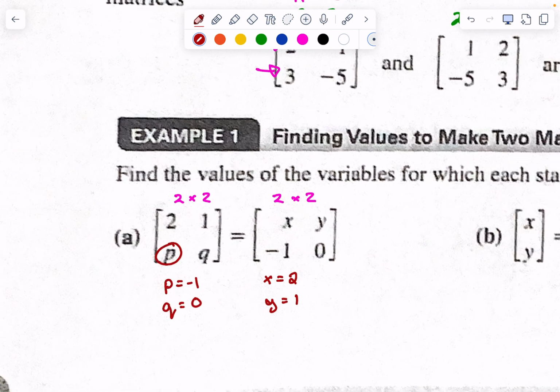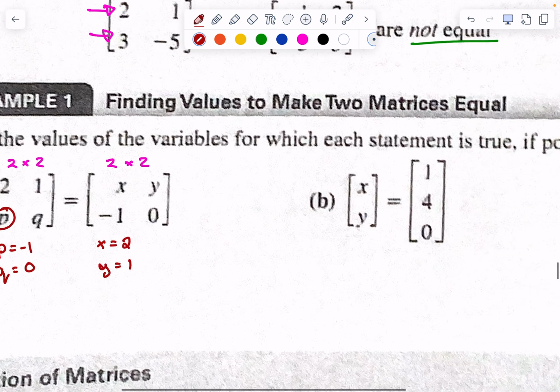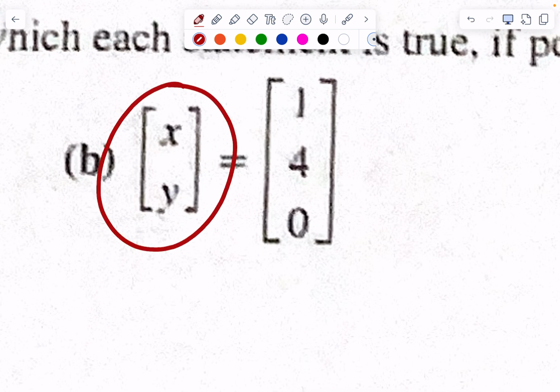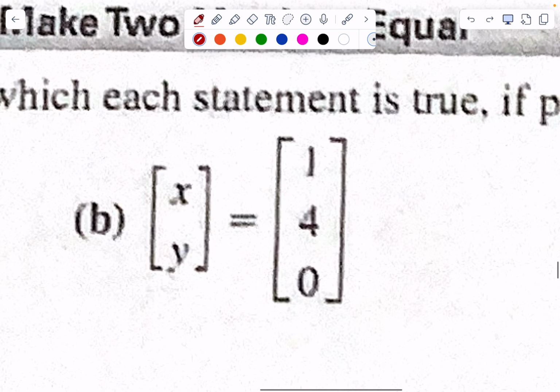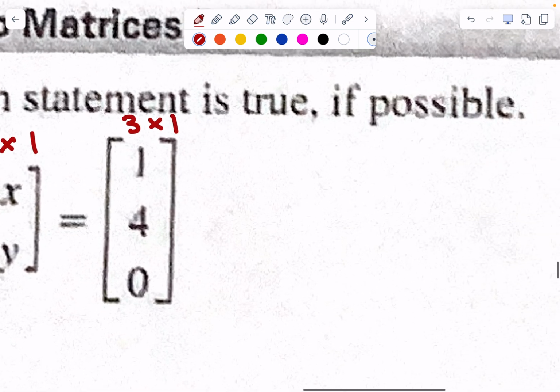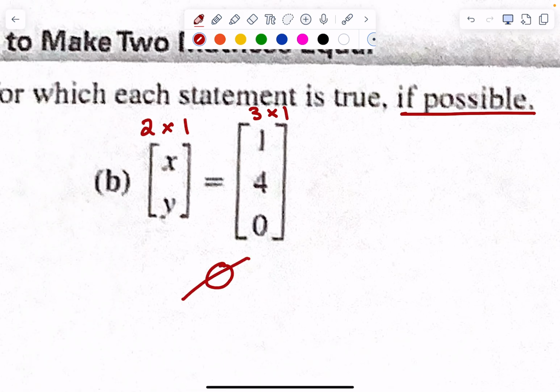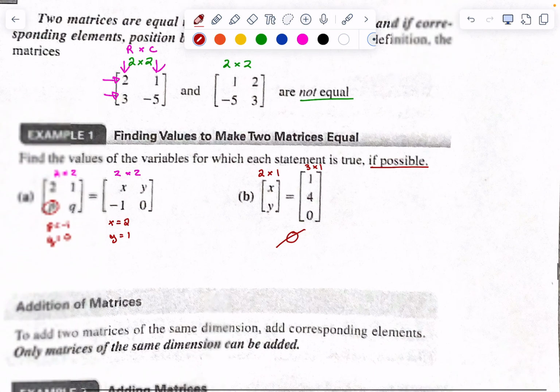Not too bad. Okay, B. What size of matrix is the XY guy? 2x1. He is 2 rows, 1 column. Not a 1x2, he's a 2x1. What is this guy? 3x1. How does that work? Is it possible? No. You cannot have a 2x1 matrix be equal to a 3x1 matrix. So I cannot assign an X and a Y in order for that to be true. Got it? That was kind of silly.